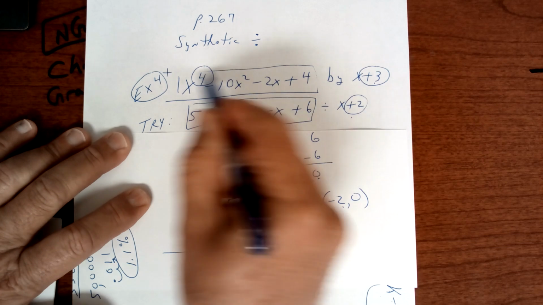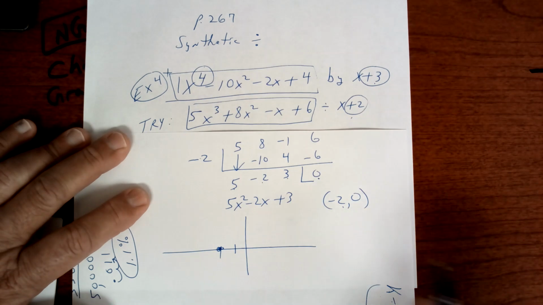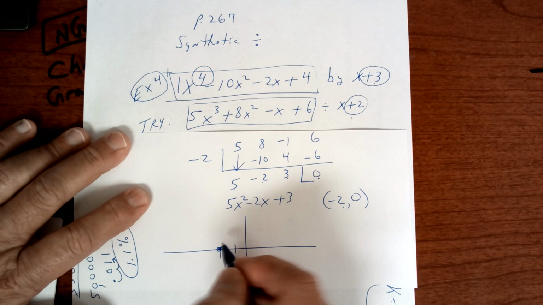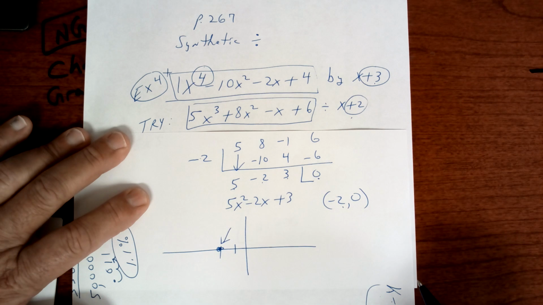I want you to do that right now, and you'll see that this parabola hits right there, and that's called a 0.